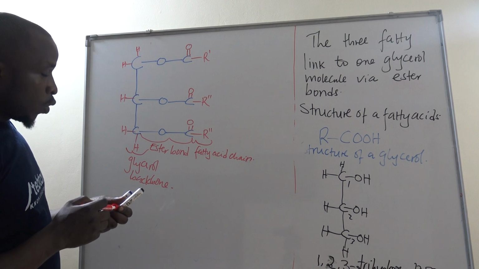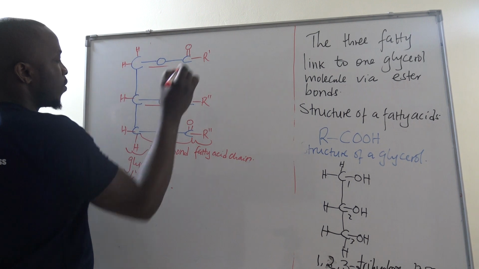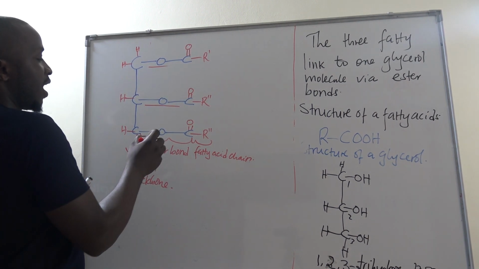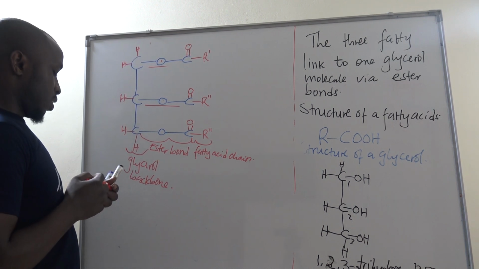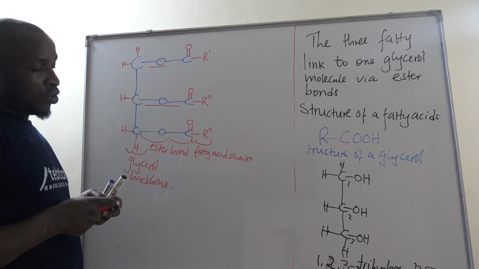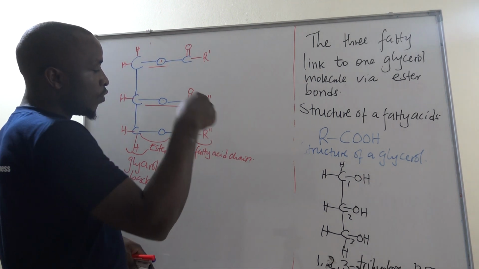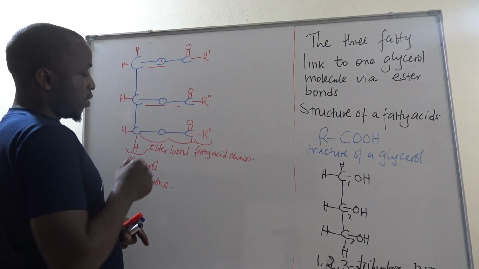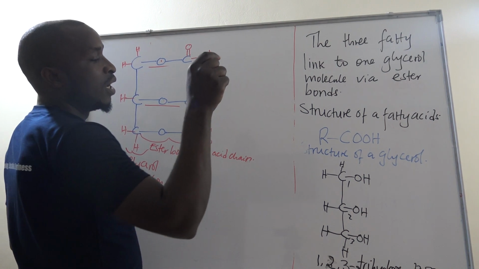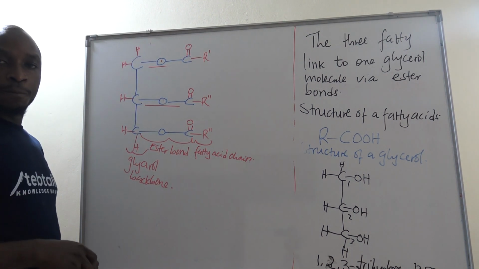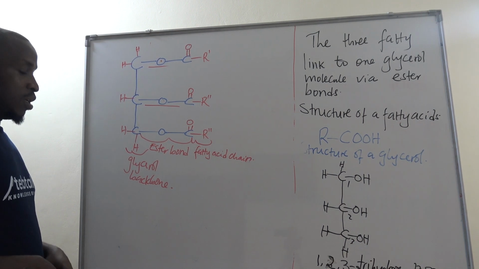So it means all triglycerides consist of 3 fatty acid molecules and therefore 3 ester bonds and 1 glycerol. So in our subsequent lessons, we're going to discuss formation of a triglyceride. We go further to discuss types of fatty acids. That will be in our subsequent lessons.